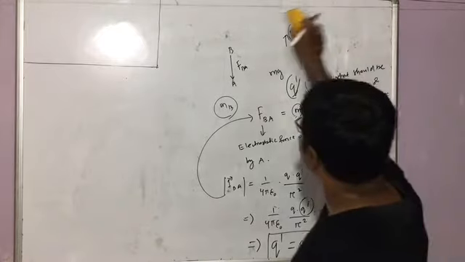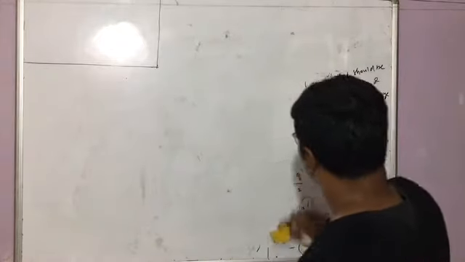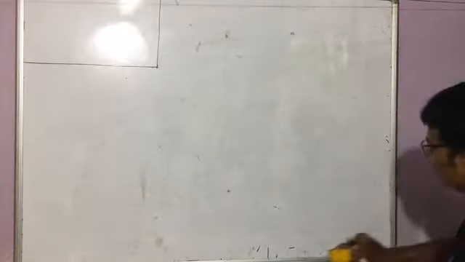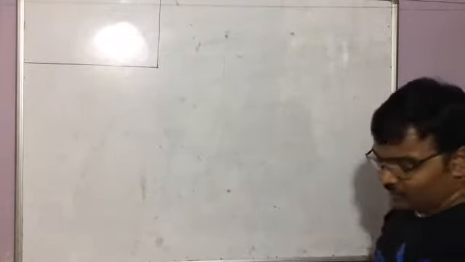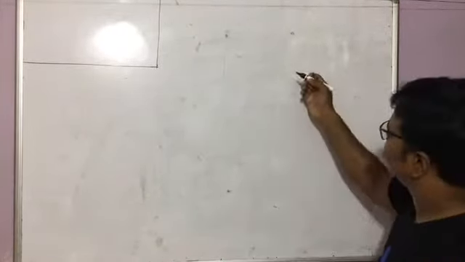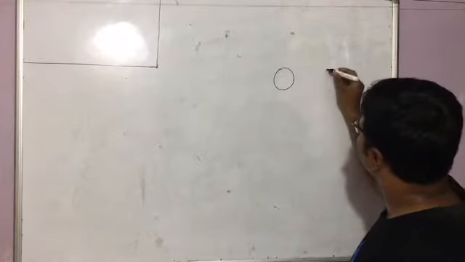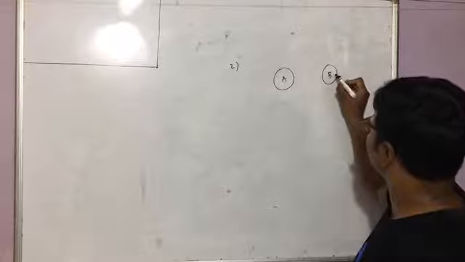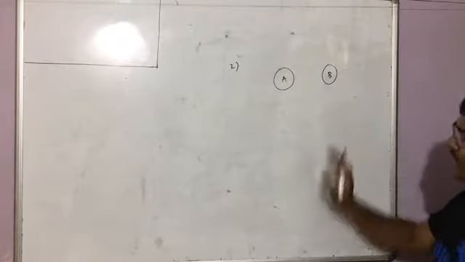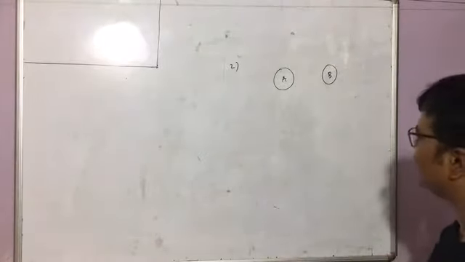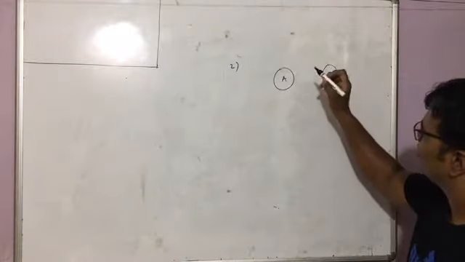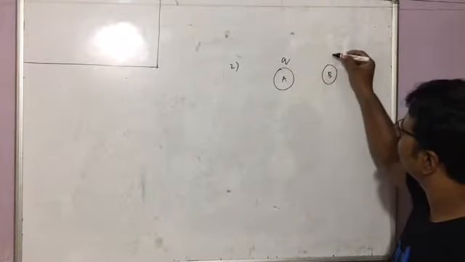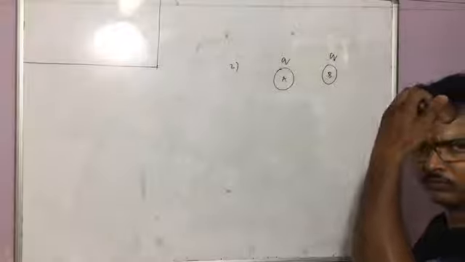This is an important question that is there in your NCERT book. There are two spheres, A and B. They are identical, of the same material. They both have the same charge, Q.